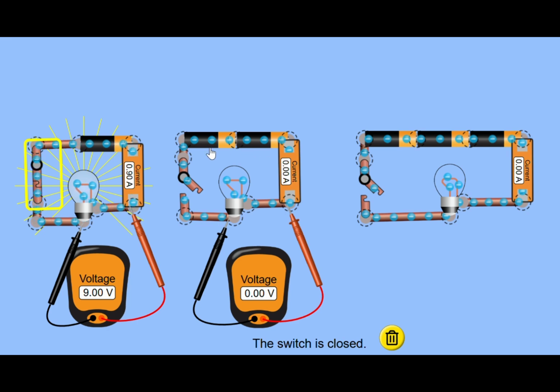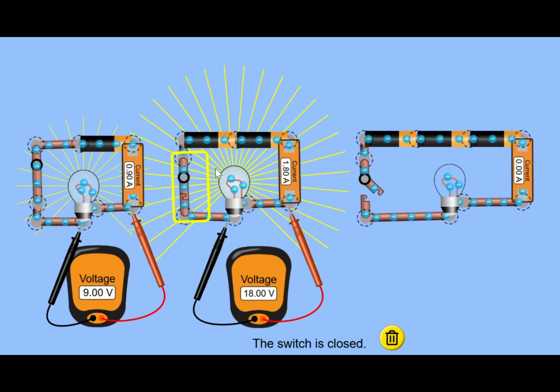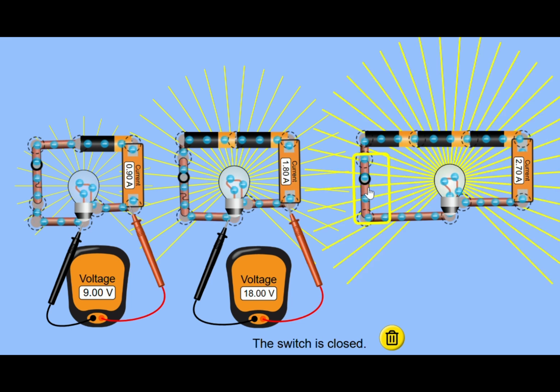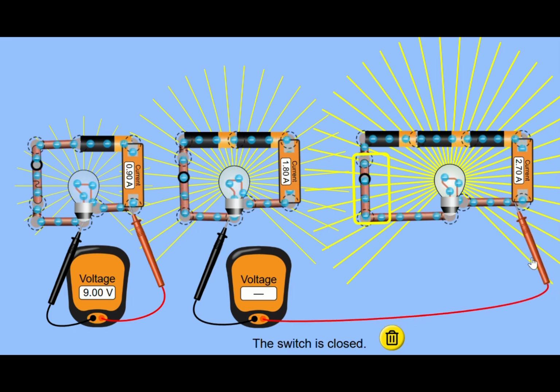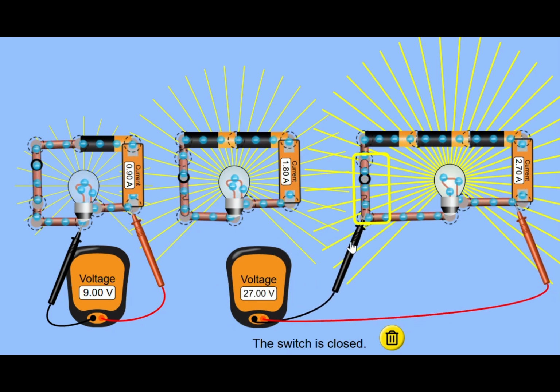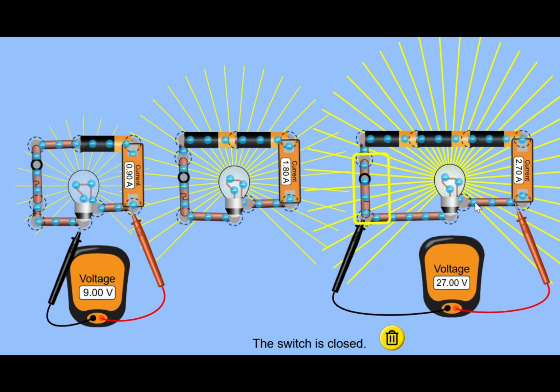When I have two cells in series, we can see the light bulb's brighter, the voltage is bigger, and the current is bigger also. When I have three in series, then the voltage is much bigger. It's 3 times what it was on the left, and the current is 3 times more. We can see the little electrons are moving really fast, and the bulb is very bright.